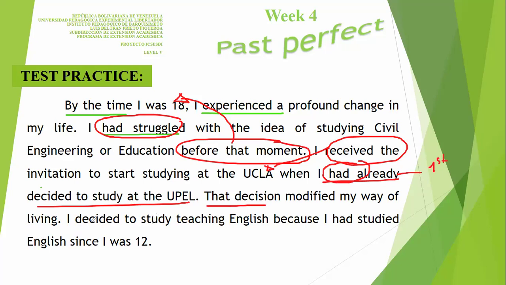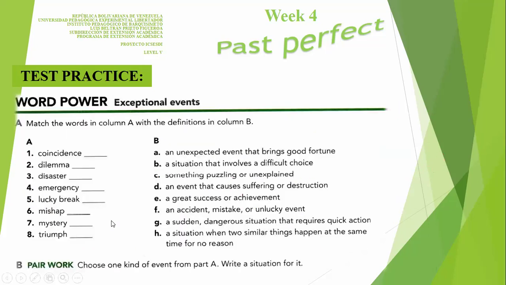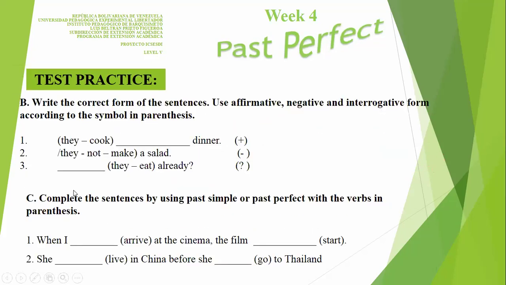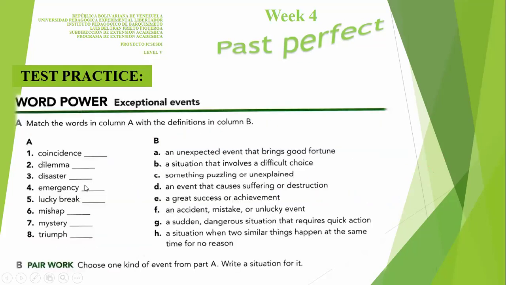That's simple, no problem, right? I decided to study teaching English because I had studied English since I was 12. So it means that before I took the decision to study English, I had studied English before. You see? So you can see clearly here that I'm using several sentences combining past perfect with past simple related to one of the exceptional events we were checking in the list.